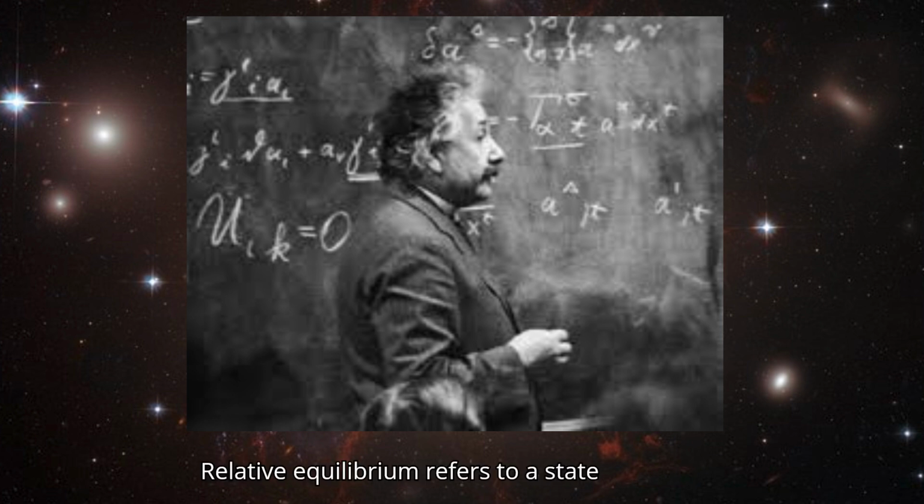Relative equilibrium refers to a state where two or more systems are in balance relative to each other, but their states can differ from an absolute equilibrium. In other words, the systems are not necessarily at rest or in balance with their environment, but they are in balance with each other. For example, the Earth's orbit around the Sun can be seen as a relative equilibrium, where the Earth and Sun are in a stable relationship relative to each other. But the Earth's orbit is constantly changing due to gravitational forces from other celestial bodies.